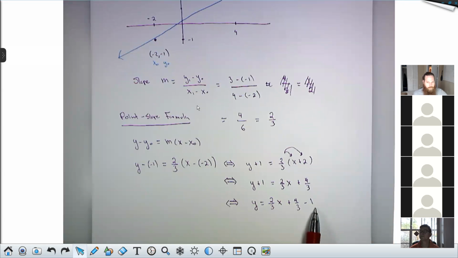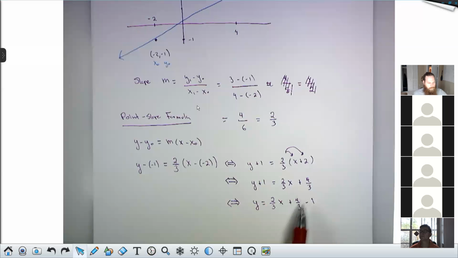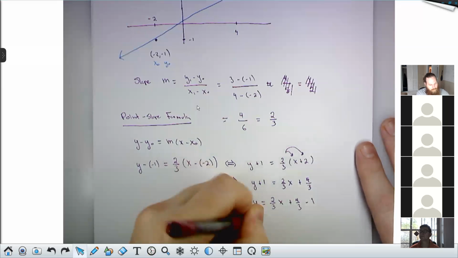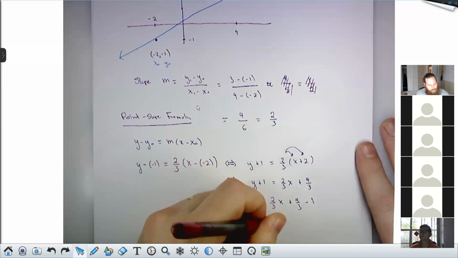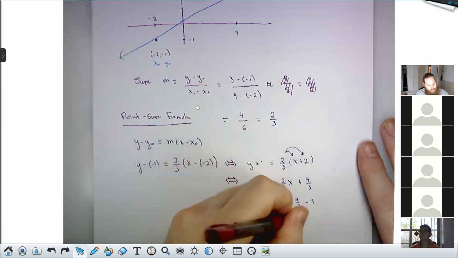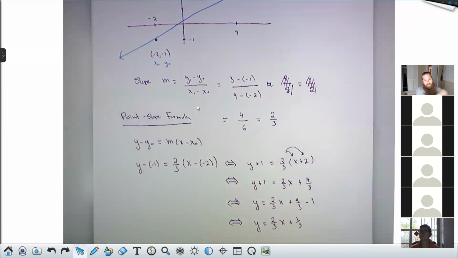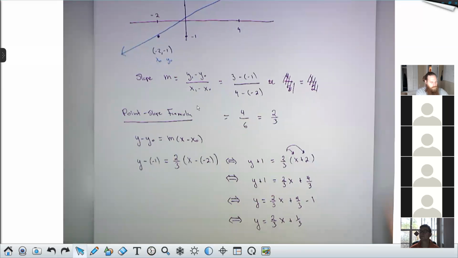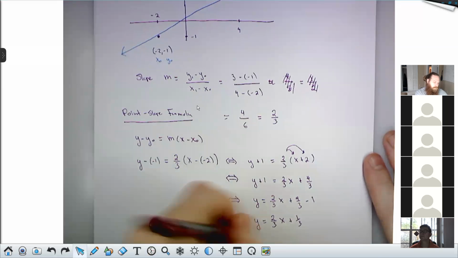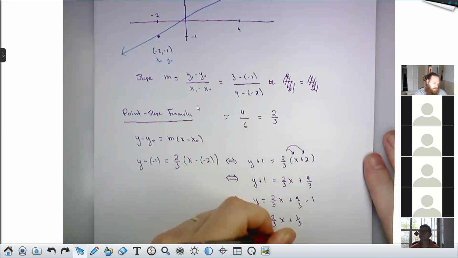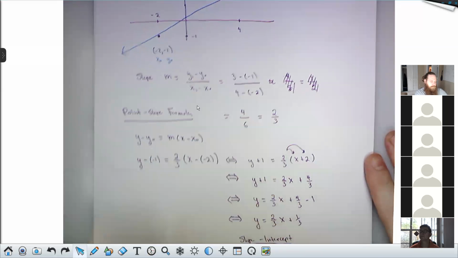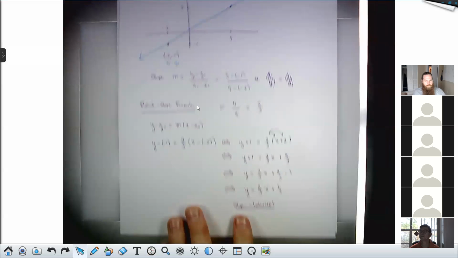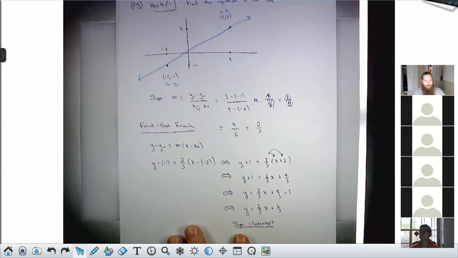1 is the same as 3/3. So 4/3 minus 3/3 is 1/3. So we have here y equals 2/3 x plus 1/3. Right, and this is our slope-intercept form. Any questions on how we found the equation of this line or why we did any of these steps?